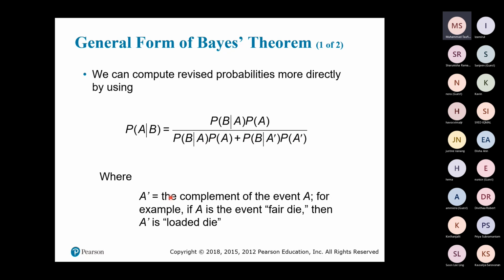Okay, for example, event A is a coin toss, event A is you get a head. Okay, so event A apostrophe is the opposite, which is the event where you get the tail. Okay, so event A apostrophe here is the opposite one.